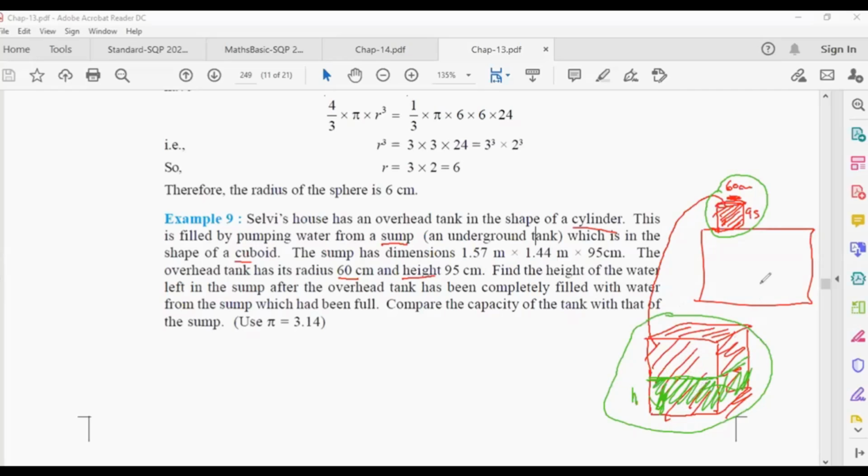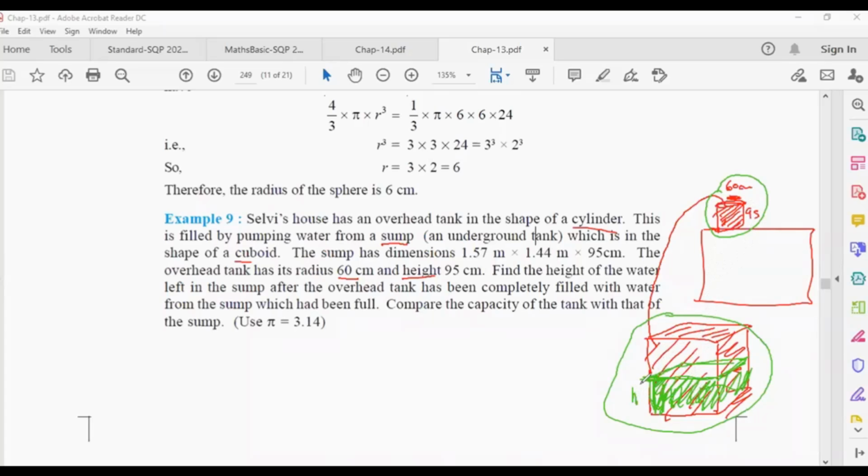Non-cuboid. Yes, if you subtract the volume of the cylinder from the volume of the cuboid, you will get the remaining volume. That means the remaining volume of the, suppose this itself we can consider as a cuboid. The cuboid up to which the water remains, we can consider as a cuboid. For this small cuboid, the volume will be the volume of the full cuboid minus volume of the cylinder. So that can be calculated in numbers.